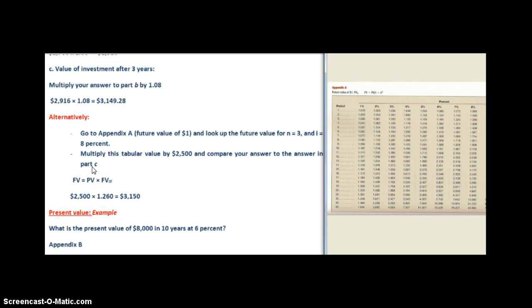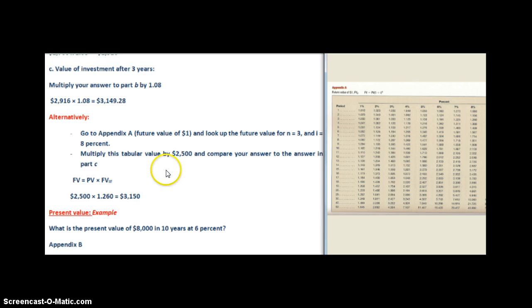To do your question in this manner, you need to use this formula, which is future value is equal to present value times the future value interest factor, that is FVIF. This is the formula which you will use when you are using the table to answer this question on future value. The present value is 2,500, and the future value interest factor, that is a tabular value, is 1.260, and your answer would be $3,150, which is the future value of the investment after 3 years.